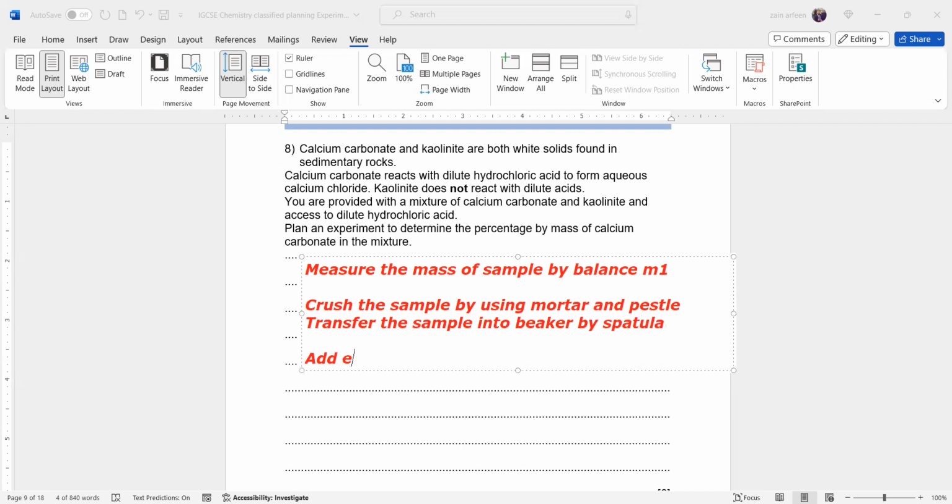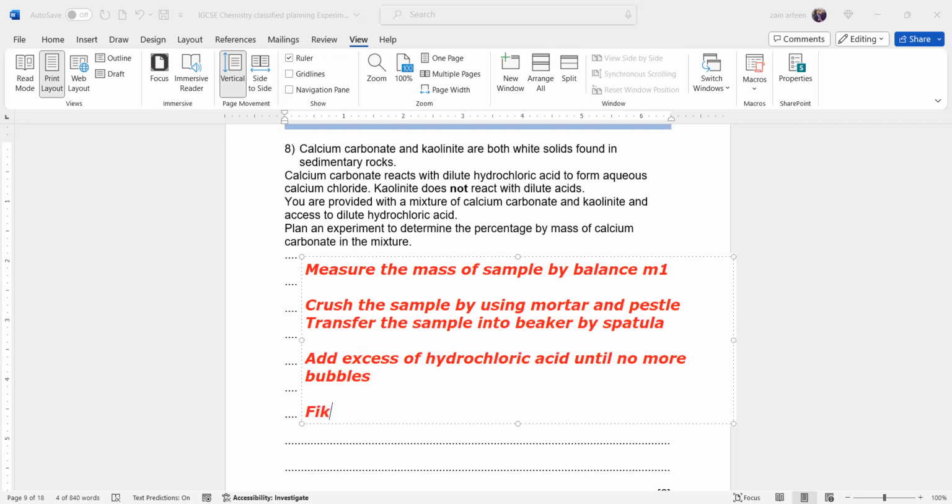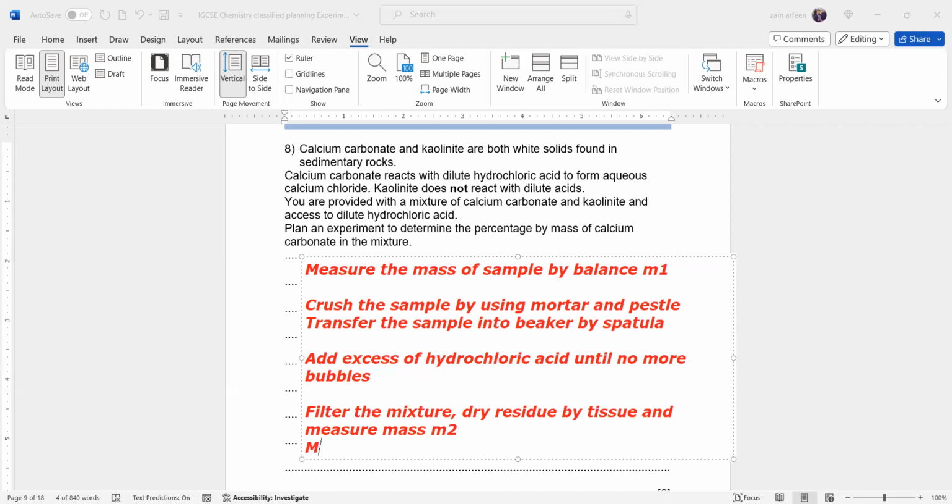Then add excess hydrochloric acid. And how do we know it's an excess of hydrochloric acid? Until no more bubbles or fizzing is there. Then filter the mixture. After filtering the mixture, dry the residue and measure the mass. How will you dry the residue? By using tissue paper, and measure the mass. That mass is called M2. What will the mass of calcium carbonate be? The mass of calcium carbonate is the mass of the sample minus the mass of the residue.